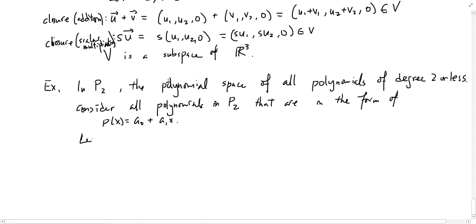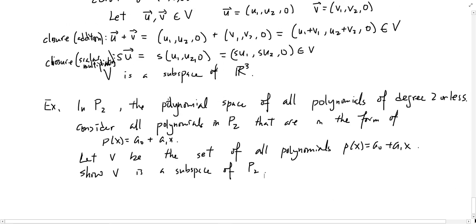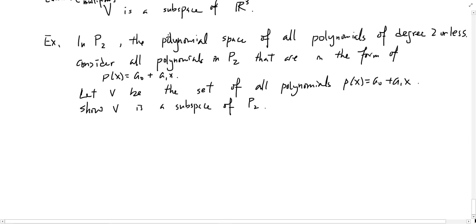So we're going to let V be the set of all polynomials P of x equal to a sub 0 plus a1x. And I'm going to ask you to show V is a subspace of P2. Okay? So how do we proceed?